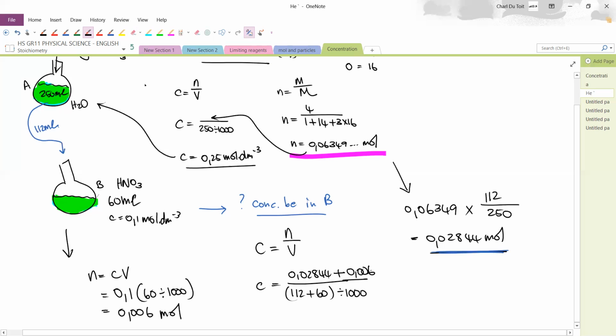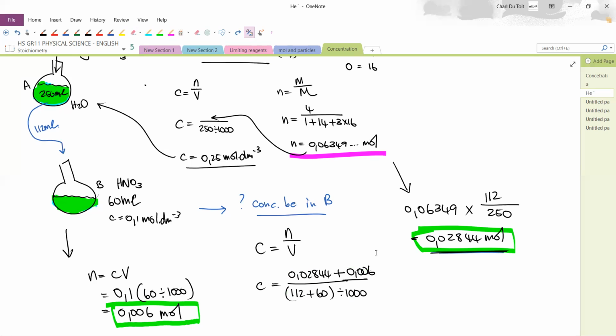So what did I do? I found out how many moles I'm throwing into B from A. I found out how many moles are already in B. And I'm adding these two. And then I'm also adding the volume. That I can do on the calculator. Just going to type it in like that. That gives me 0.2. The concentration is 0.2 mole per cubic decimeter.